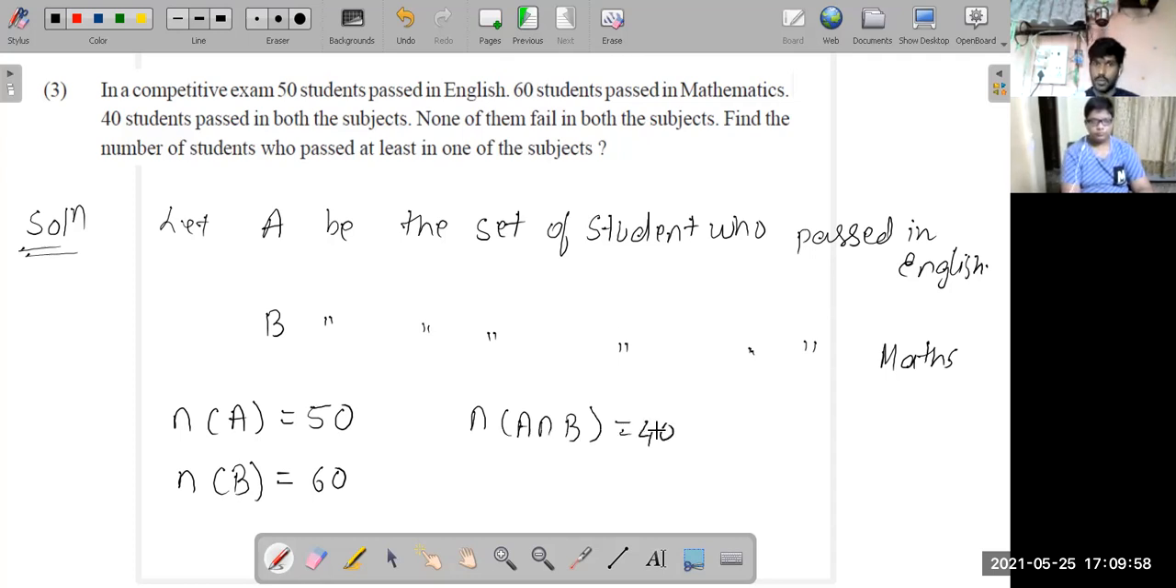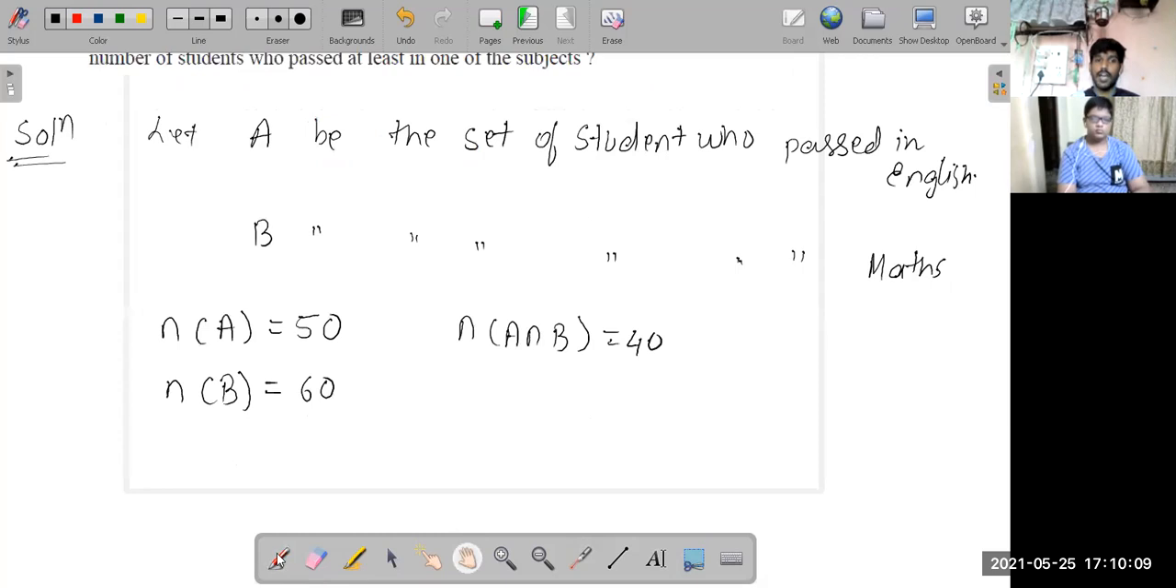Is it clear up to here now, all these things? Okay. What have I asked to find out now? What I've asked you? Who passed in at least one. Now, what does this mean? At least one, you have to find out the number of students in A union B. Okay. Now, one thing keep in mind, whenever at least is asked, that means they're asking you to find out A union B. Okay. Clear here?